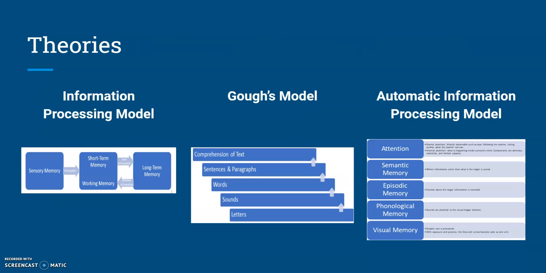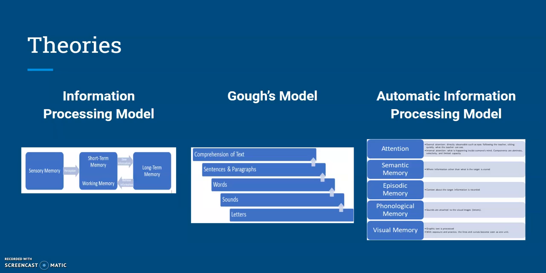The theories that will be explored in this presentation are the information processing model, which was created by Atkinson and Shiffrin. We will also explore Gough's model and LaBerge and Samuels' automatic information processing model.